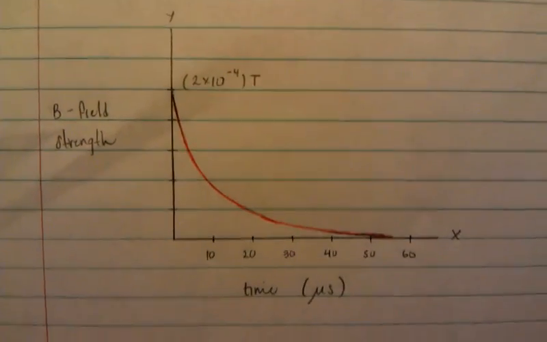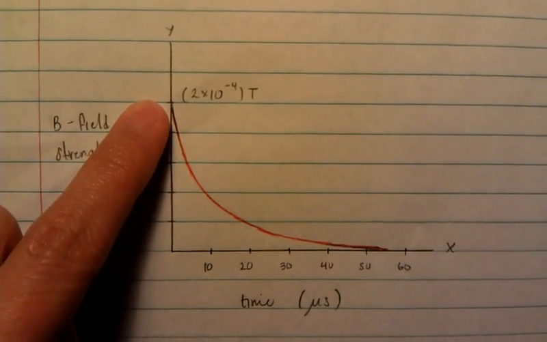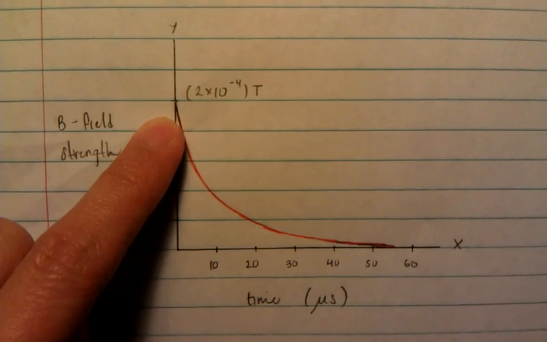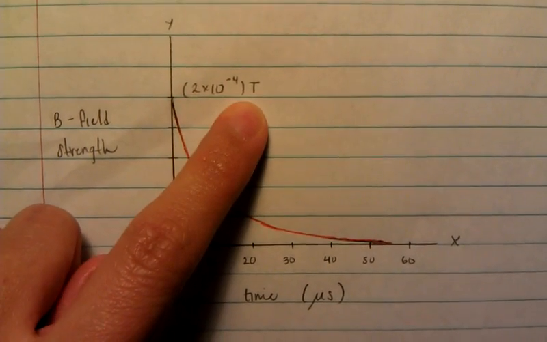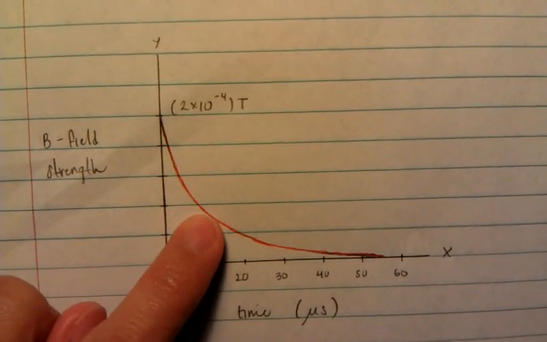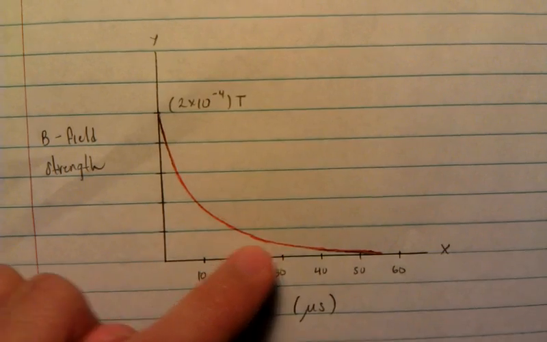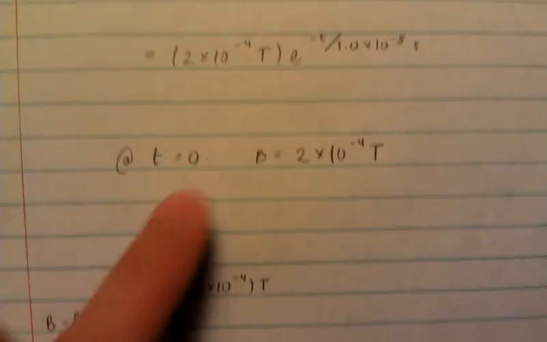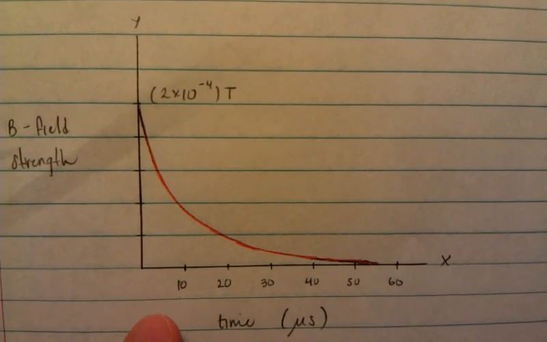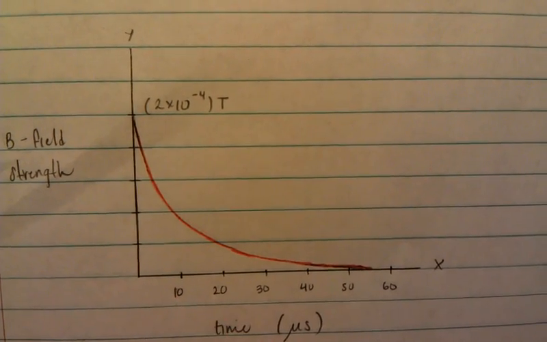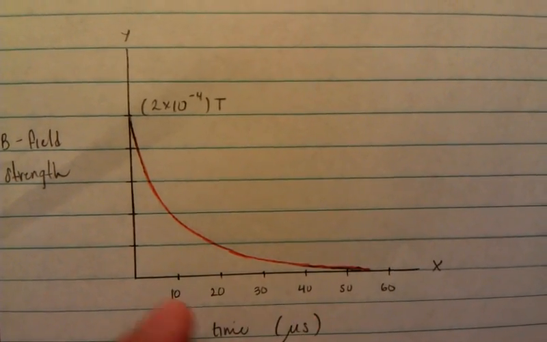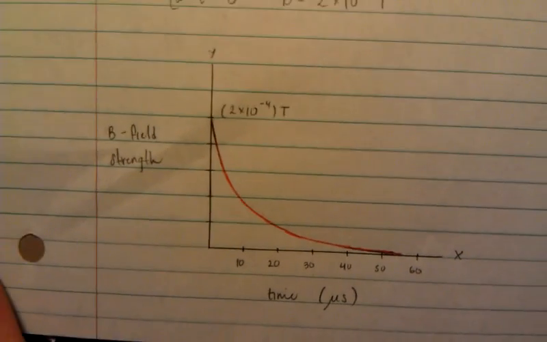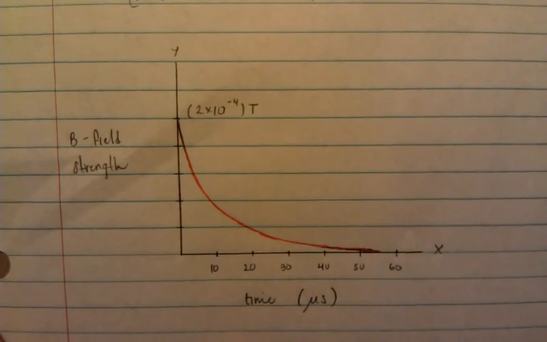And here is the graph that I've generated. Here is the maximum magnetic field strength, 2 times 10 to the negative 4 Tesla. And I've generated this curve by plugging in various other times for t in our general equation, and that'll give this graph. And I've converted the time back to microseconds for the scale, just for a neater graph. And here is the end result.